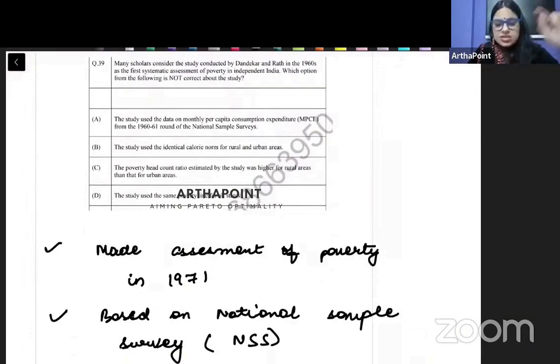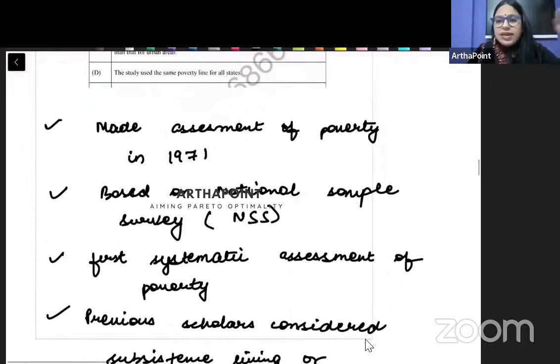Many scholars consider the study conducted by Dandekar and Rath in 1960 as the first systematic assessment of poverty in independent India. Which option is not correct from the study? पहले मैं आपको इस स्टडी के बारे में थोड़ा बता देती हूँ. Okay. First of all, they made this assessment about poverty. उन्होंने पता करना शुरू किया कि पॉवर्टी कैसे हम एस्टिमेट कर सकते हैं, पॉवर्टी लाइन कैसे हम निकाल सकते हैं.